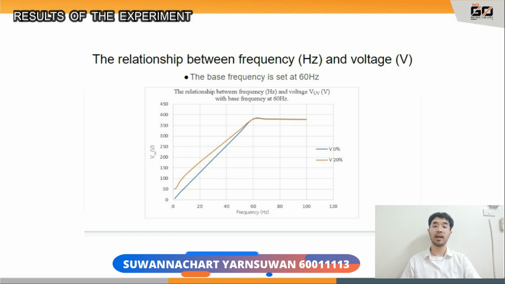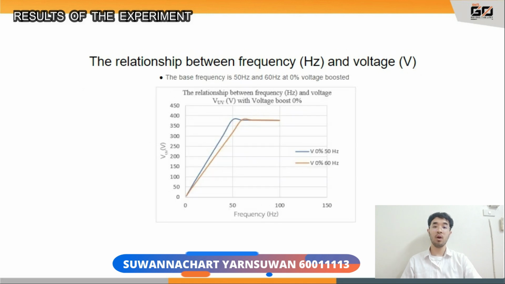According to graph 1 and graph 2, it can be seen that increasing the voltage boost is the way to compensate for the voltage that fell across the stator winding resistor to keep the magnetic field and torque stable. From both graphs, the 0% voltage boost graph and 20% voltage boost graph are paired as follows.